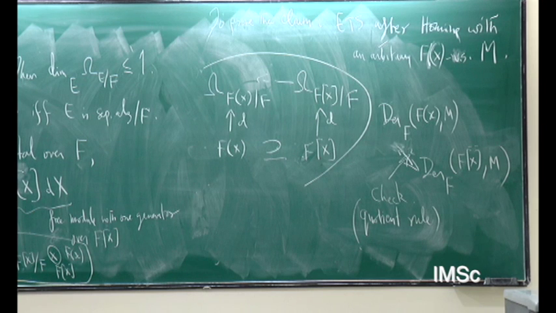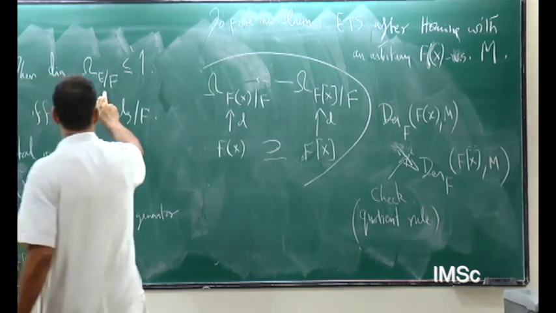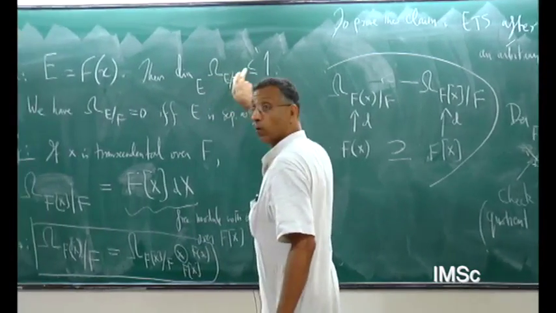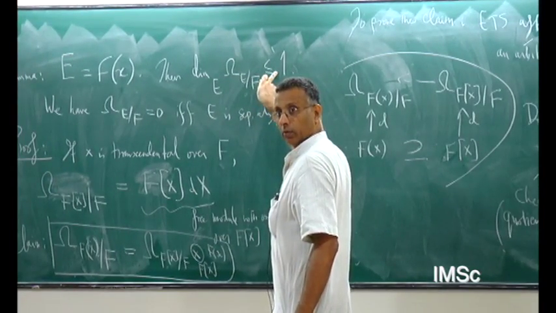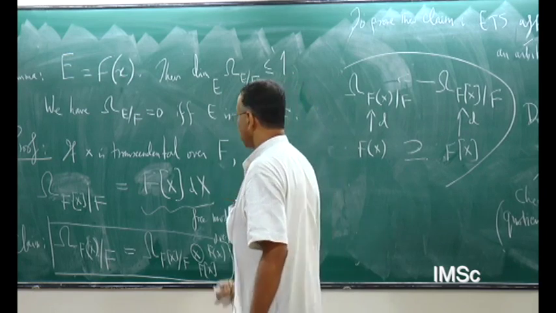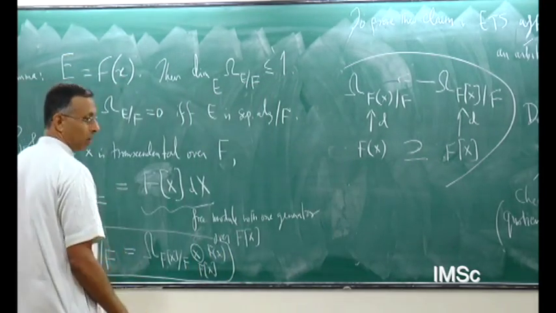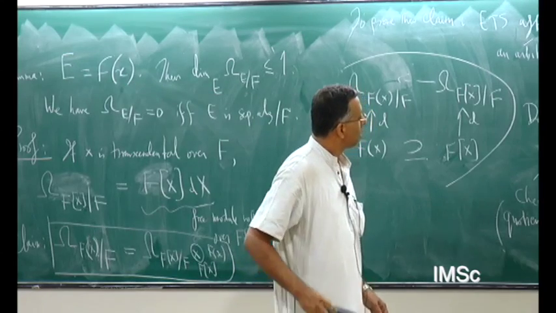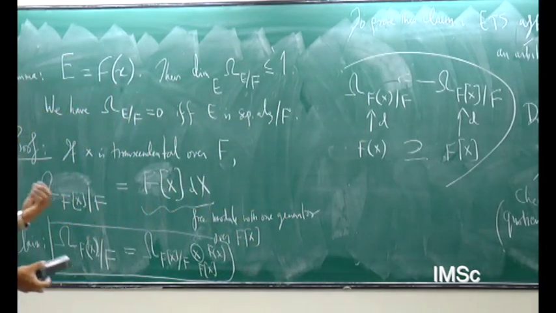Okay, let's see, where were we? If x is transcendental over F, then what have we shown? That this is equal to 1. That's what we have shown, right? Okay. In any case, okay, let's see.